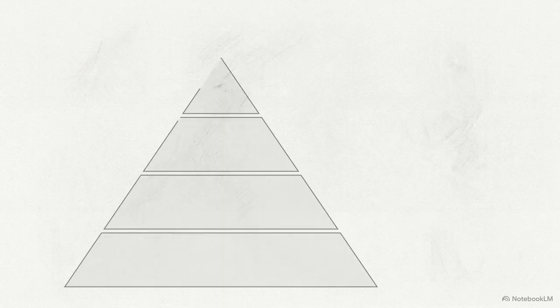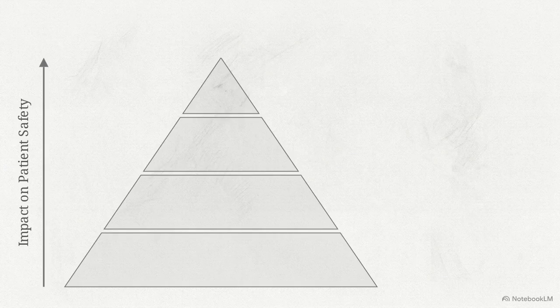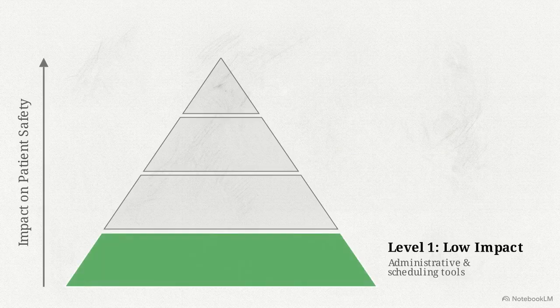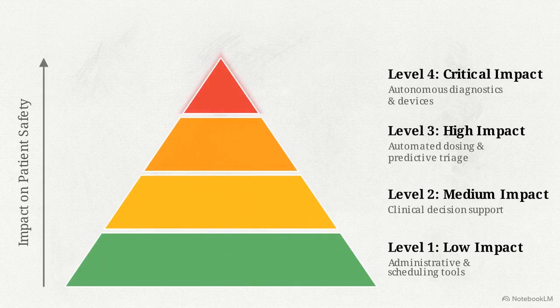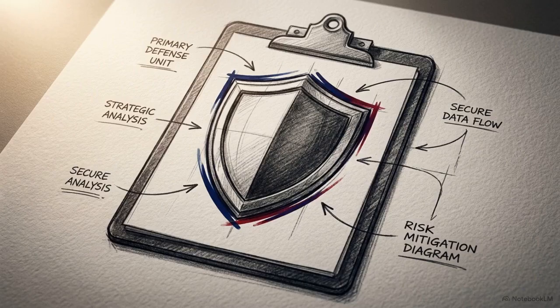Next, look at this 4-tier risk pyramid. You must classify the AI's impact on patient safety across these levels. A basic administrative scheduling tool sits at the low end, while autonomous diagnostics carrying life or death consequences occupy the critical peak. Once the impact is classified, you move to Phase 1, due diligence.